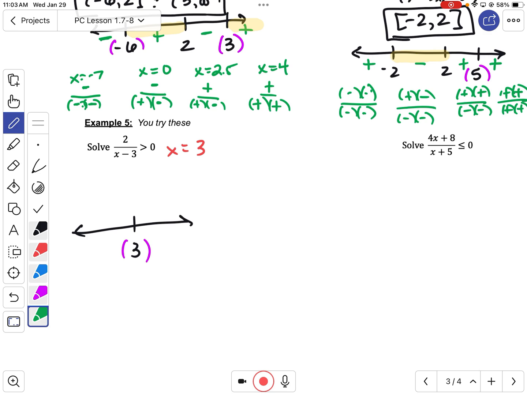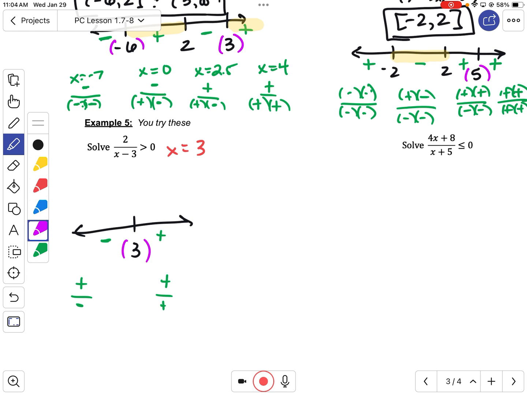Now let's pick a number smaller than 3, like 0. The top's always going to be positive, which is nice. 0 minus 3 would give me a negative, so that gives me a negative. On the other side, if I pick 4, the top's always positive, and 4 minus 3 would be positive, so I get positive. I'm looking for where it's greater than 0, so is that the positive or the negative pieces? Positive pieces. When we write our interval, we start at that 3, which gets a parenthesis, and it goes forever to the right because there's that arrow, so positive infinity.